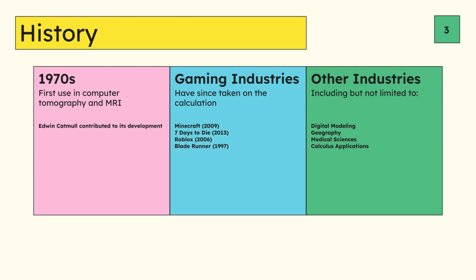The idea of voxels dates back to the early days of digital imaging and simulation. One of the earliest projects on voxels dates back to the 1970s, when Edwin Catmull developed the first voxel-based engine at the New York Institute of Technology. The gaming industry has developed various voxel simulation games from Minecraft and Roblox to 7 Days to Die and Blade Runner. Voxel grids became essential in geography, medical imaging, and other digital modeling fields, allowing us to model and measure 3D space digitally and accurately.